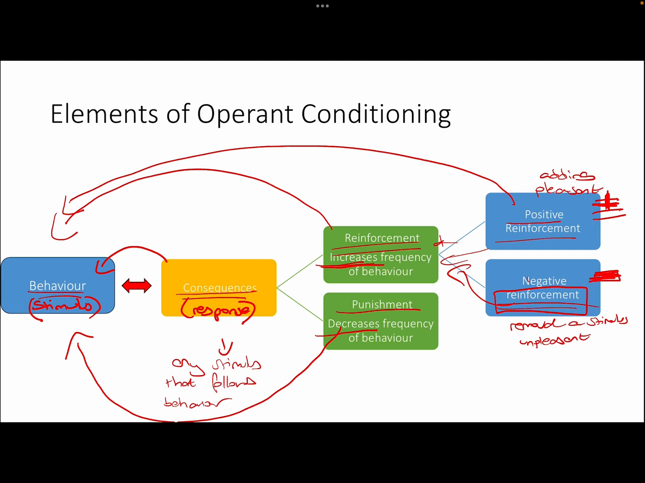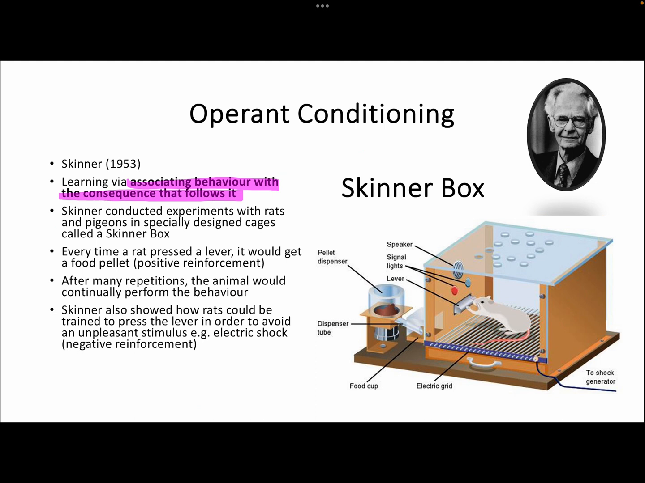So back to the key theory of operant conditioning here. As I said, this was a theory by B.F. Skinner, this guy here, and he created the Skinner box to carry out experiments with rats and pigeons and other animals as well, but particularly rats. We can see that there's a lever here, and every time the rat pressed that lever, something would happen. Either it could receive a pellet of food. That would be an example of positive reinforcement. It's encouraging lever pressing, reinforcement by adding a pleasant stimulus.